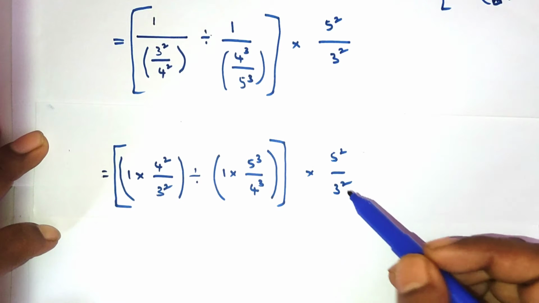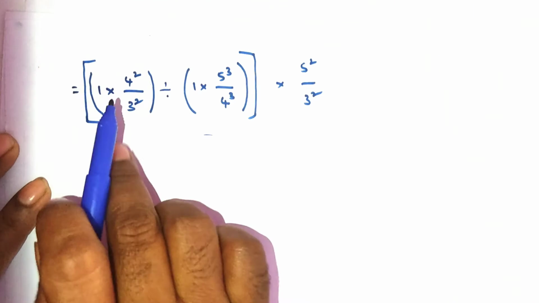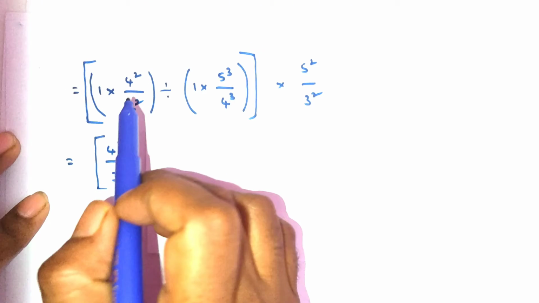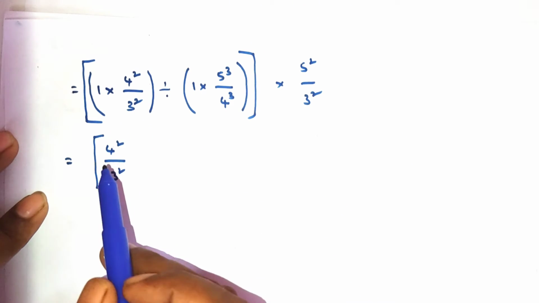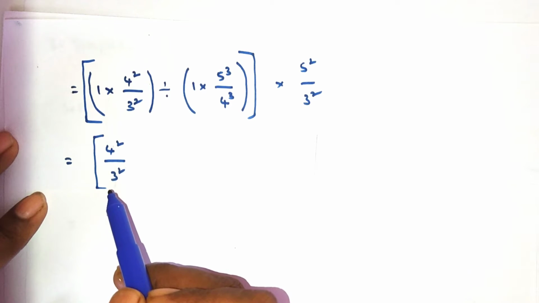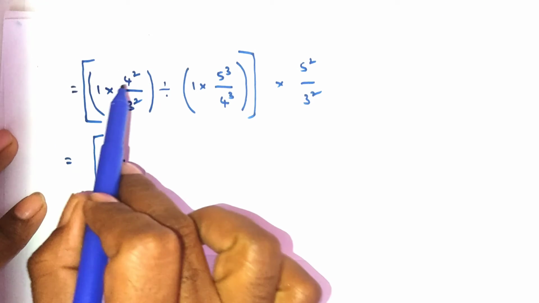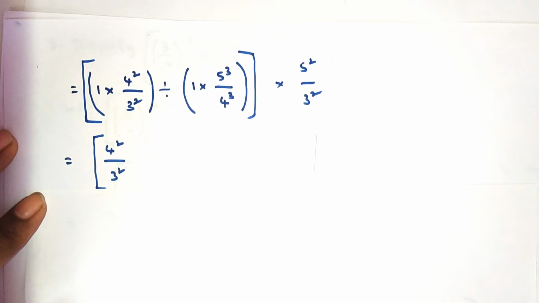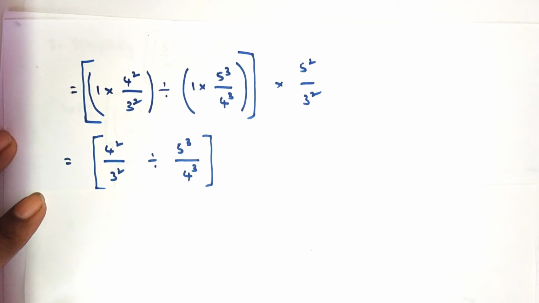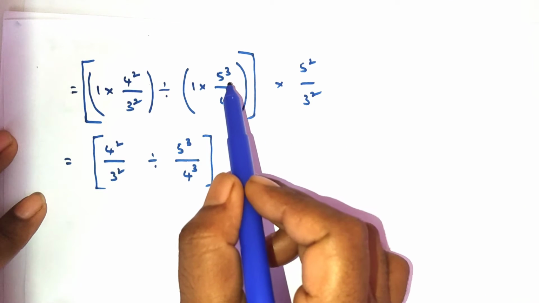We have written this same to same. Let us simplify this equation further. On multiplication of this fraction with 1, we can write 4 square by 3 square. If you multiply any number or fraction with 1, we get the same answer. So we got 4 square by 3 square. Here also, on multiplication with 1, we got 5 cube by 4 cube.